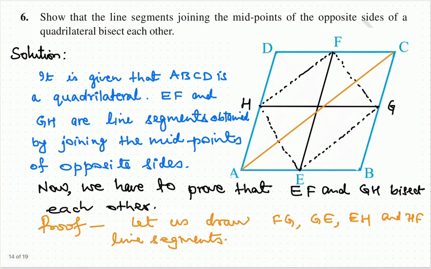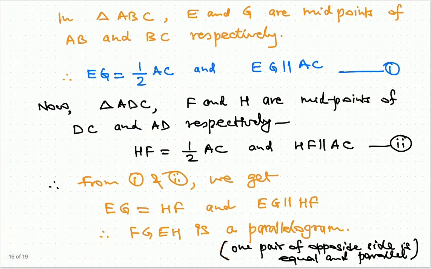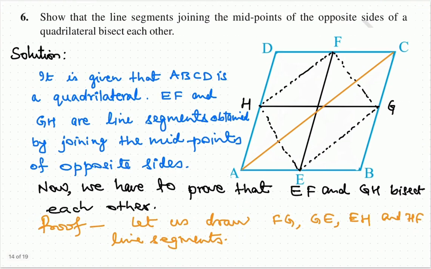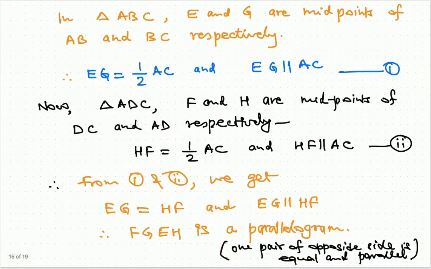So this EG will be half of AC because of the midpoint theorem, and EG is parallel to AC. This EG is also parallel to AC, also because of the midpoint theorem.